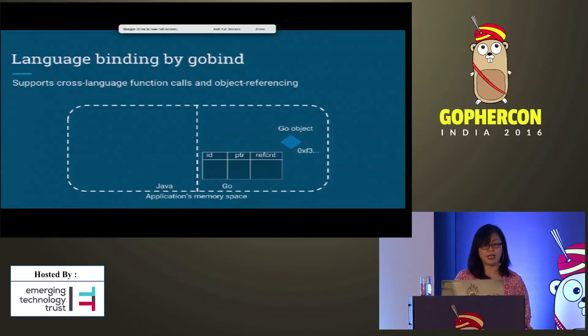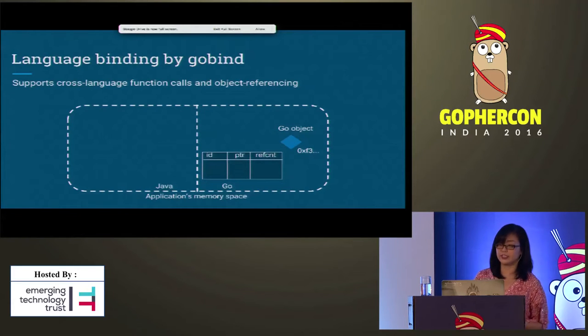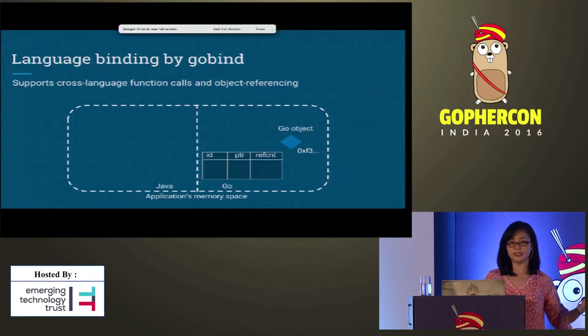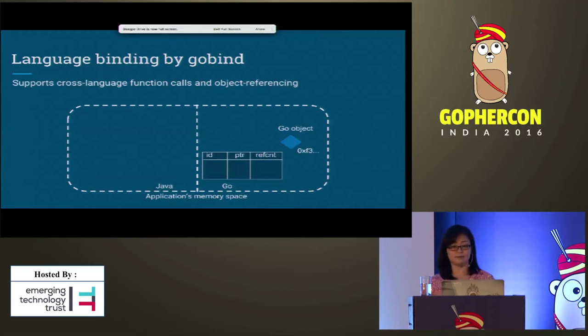But mapping every feature of the Go type system perfectly into Java or Objective-C or some other languages is not the goal. Each language has its own idiosyncrasy in its type system, so maybe there must be a way, but it's not very clear how to do so. So that is not the goal, but it makes the binding easy. Language binding by GoBind supports cross-language function calls and also object referencing. So now you can reference a Go object from the Java side or Objective-C side, or you can do vice versa.